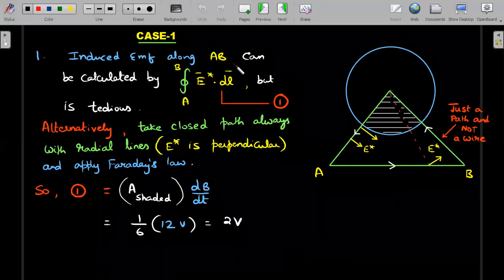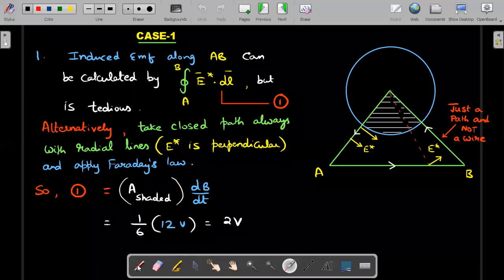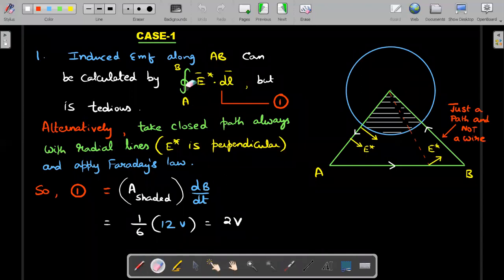In case one, if you draw the same picture that I gave in the question, you would realize that the induced EMF along AB means the integration of E star dot DL, right? Then I need not talk about a closed path. So this is a small error here. Yes, that is a normal integration. A closed loop need not be done because I have to travel only from A to B in this question. So this is how induced EMF can be calculated.